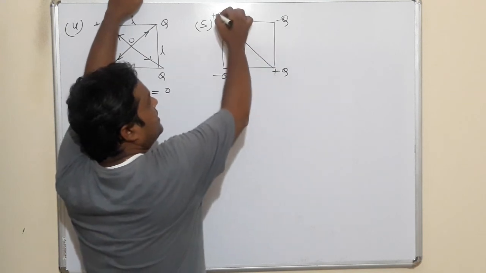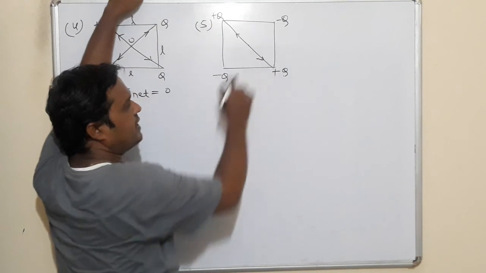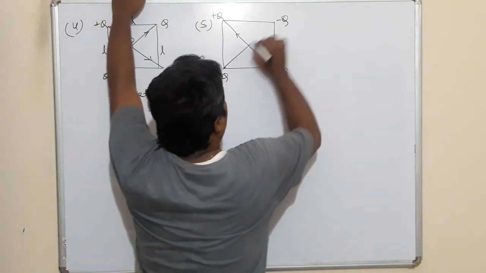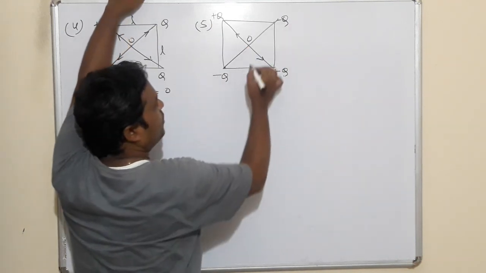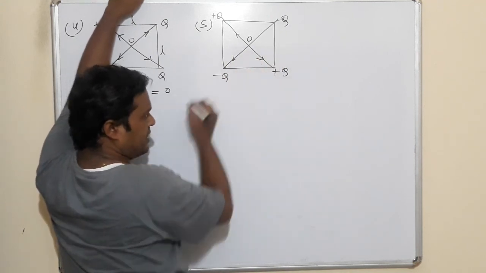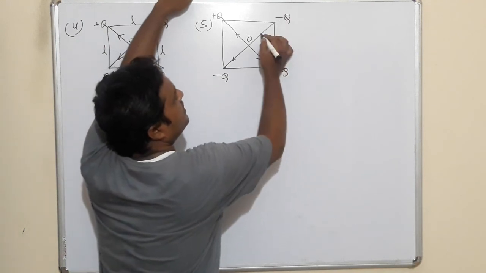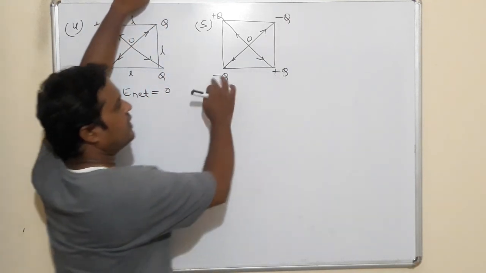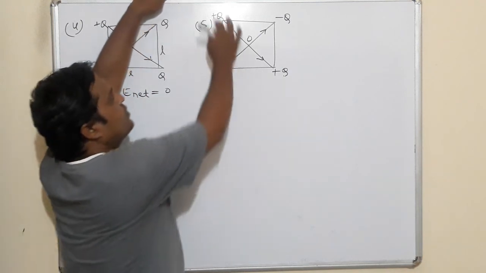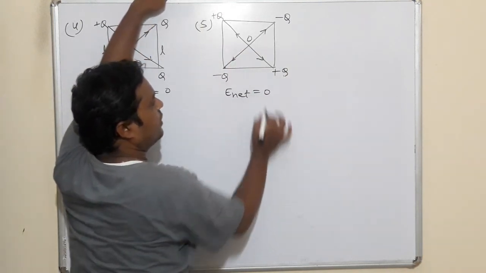Field due to this charge will be away. Field due to this charge will be away. Cancelled each other. And along this line, at this point, field due to this charge will be towards it because it is negative. Field due to this charge will also be towards it because it is negative. These two fields are cancelling each other. Therefore, at the center, net field will be equal to 0.